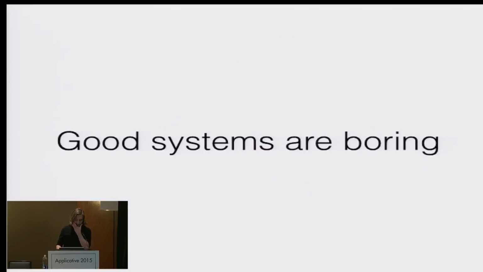Ultimately, the point is that good systems are boring, and probabilistic algorithms can help you to do that. I can go home at night and not worry about being paged and debugging distributed systems at 2 a.m. No one wants to be there.